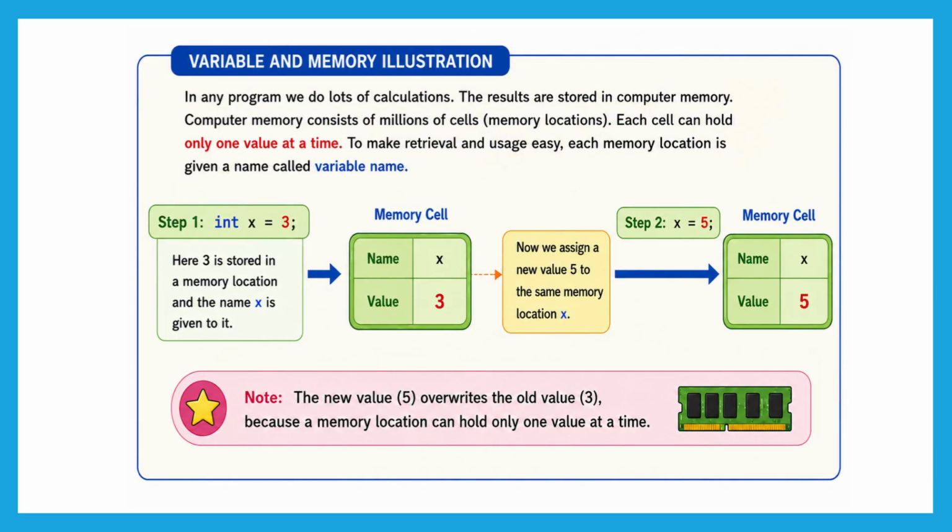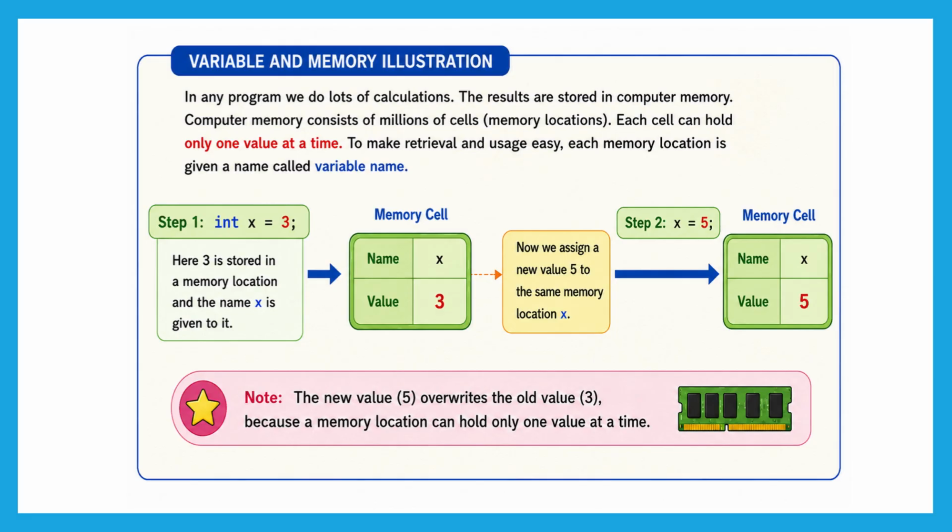Now, let's discuss variable storage. Variables store data in computer memory. Every calculation result is stored in memory. Memory consists of many cells called memory locations. Each memory location can hold only one value at a time. Like a hand can hold only one item, a memory location stores only one value.